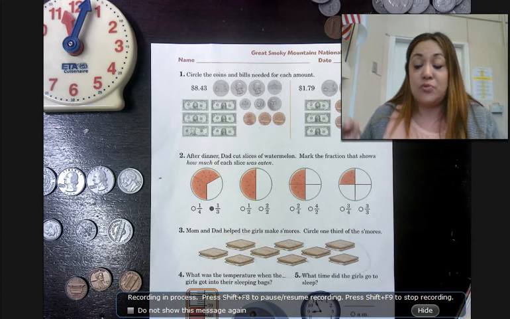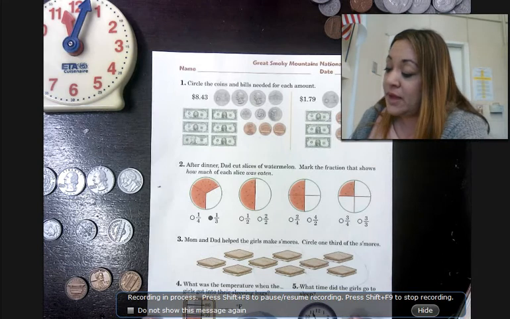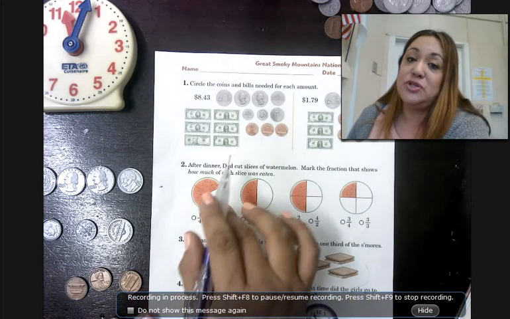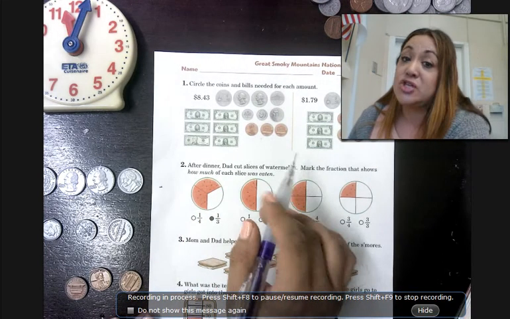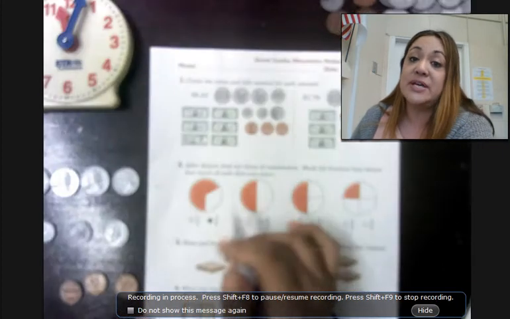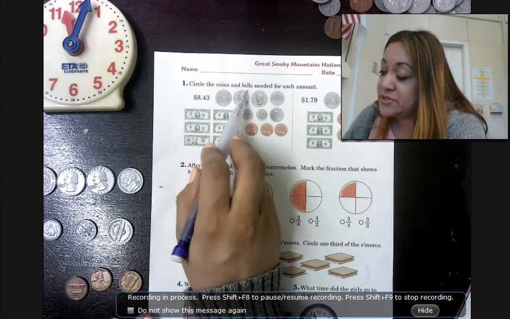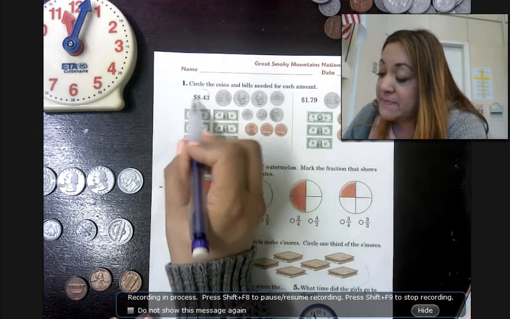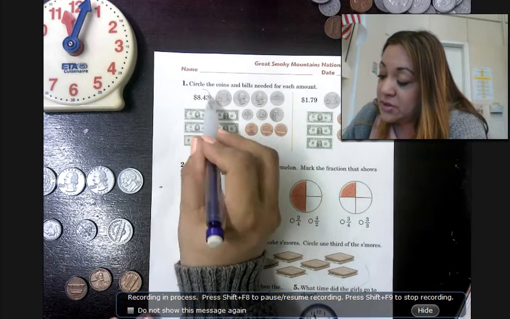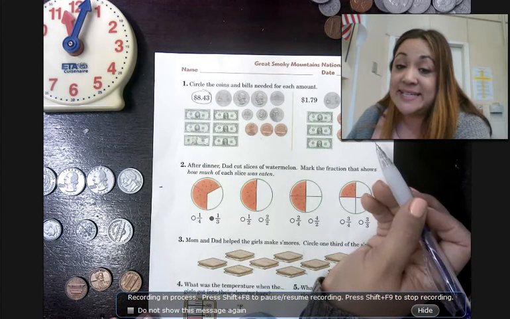So moving forward on our worksheet, if at any time you guys feel like I'm going too fast, go ahead and pause so you can catch up, and then press play so that you could keep going. So number 1 says circle the coins and bills needed for each amount. Oh, my pencil broke. This is the amount, $8.43, that I need to circle.